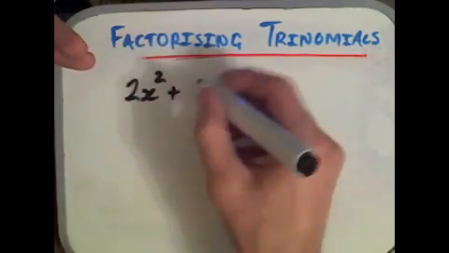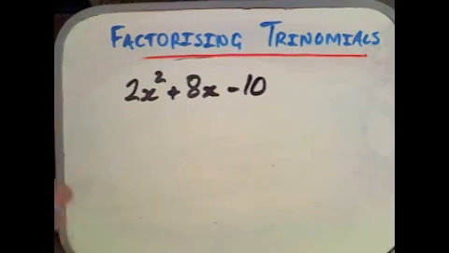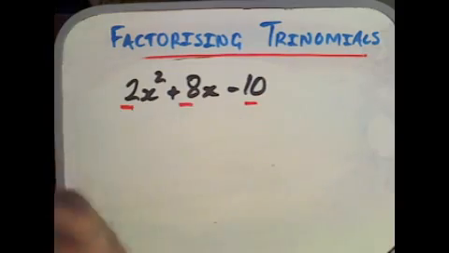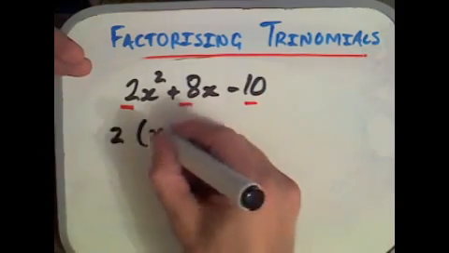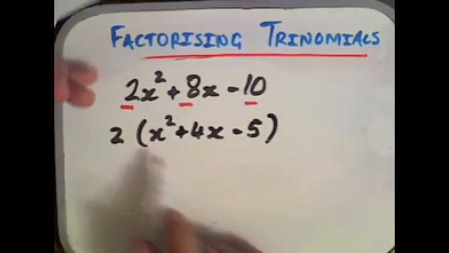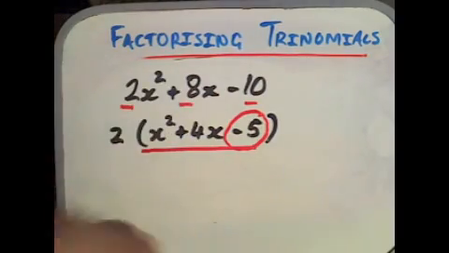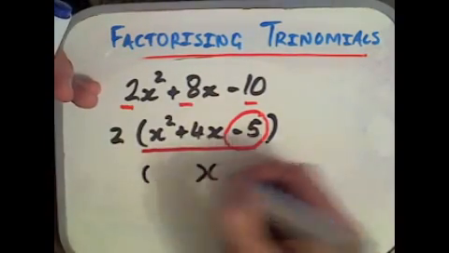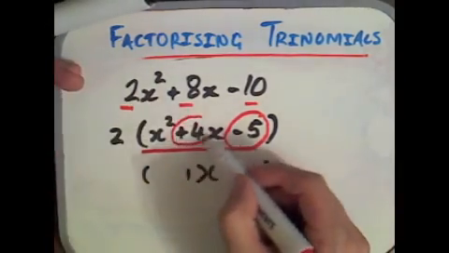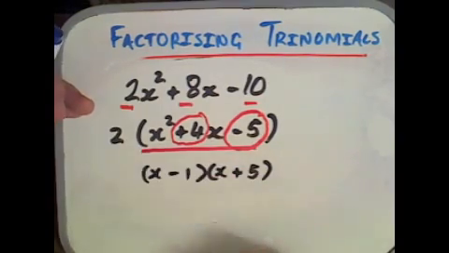2x squared plus 8x subtract away 10. Alright, so we've got a factor of 2 there in front of the x squared. So can we pull out a common factor? Yes, we can. We can pull out a common factor of 2, leaving us with x squared plus 4x, subtract away 5. Now let's factorise inside that bracket there. Factors of 5 would be 1 and 5. Now 1 and 5 is going to give us a difference of positive 4 by making our 5 positive and our 1 negative. So in our brackets there, we want x plus 5 and x take 1.